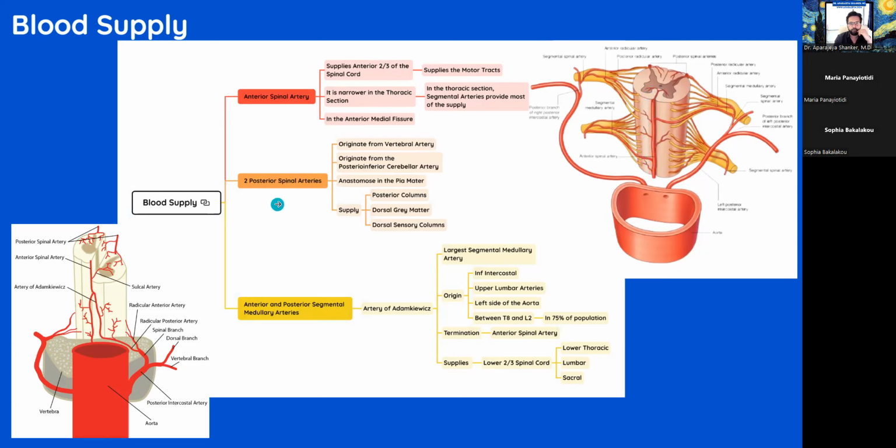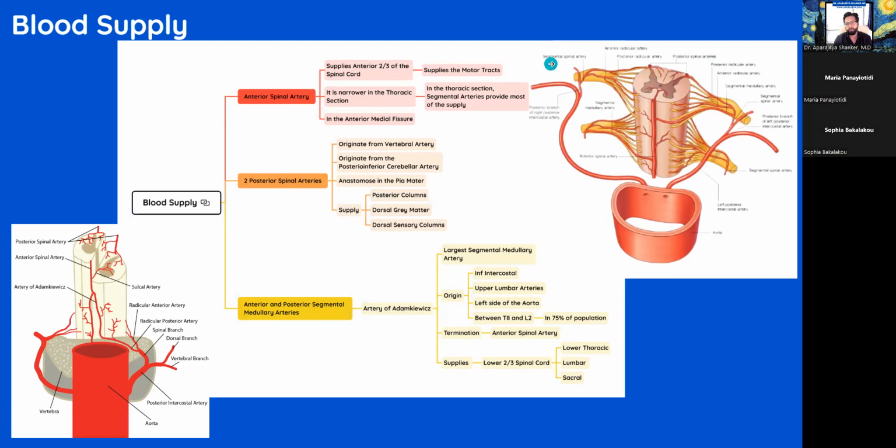Now, the second is that there are two posterior spinal arteries. They originate directly from the vertebral artery, right? And some of them will originate from the posterior inferior cerebellar artery. This is especially true in the upper segments of the spinal cord, so maybe C1 to C4 or maybe C1 to C7. And they anastomose in the pia mater. They come around like this and anastomose nicely in the pia mater at the back to supply the posterior 1/3 to 2/3. So this entire posterior region is supplied by a huge combination of blood vessels.